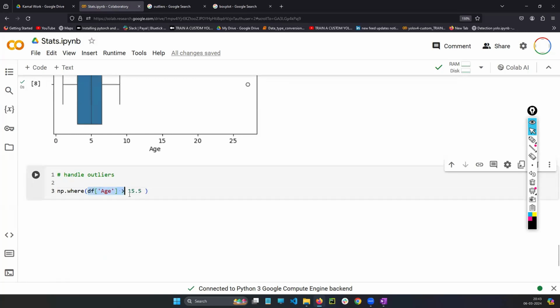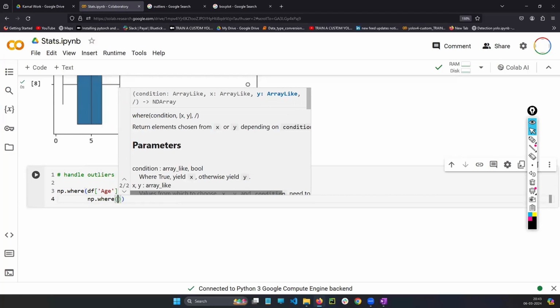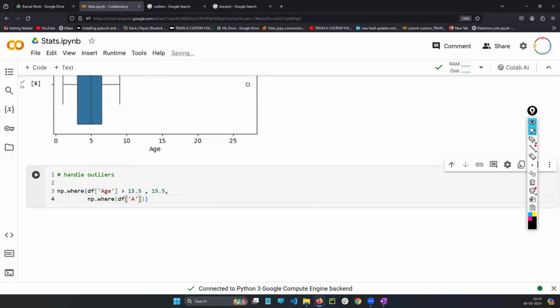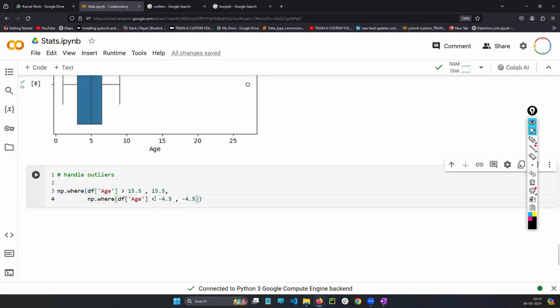Whatever the values in the age column which are more than 15.5, I am going to convert them into 15.5. So the values which are more than 15.5, make them 15.5, which means 27 will be converted to 15.5. Comma, come down here. Again, np dot where in the age column, the values which are less than minus 4.5, make them minus 4.5. So the values which are less than the lower limit, please make them the lower limit.